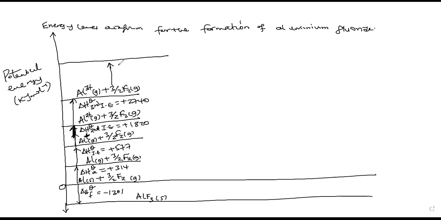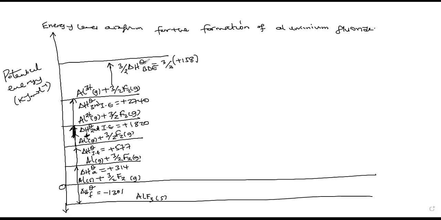So we are going to have 3/2 bond dissociation energy, which was plus 158. Then after dissociating this bond, remember we form free gaseous atoms. When we break the bonds, we form free gaseous atoms.